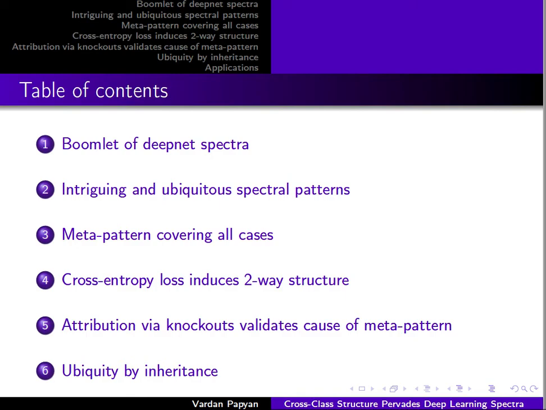I will explain what is causing this spectral pattern through something which is called a meta pattern. And I will explain what is causing this meta pattern through a certain structure that exists in the cross-entropy loss.